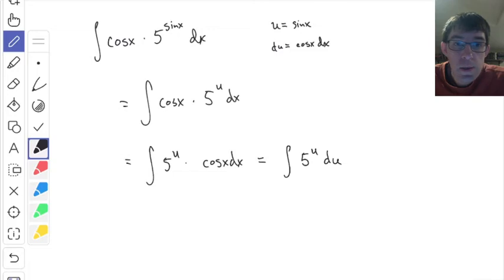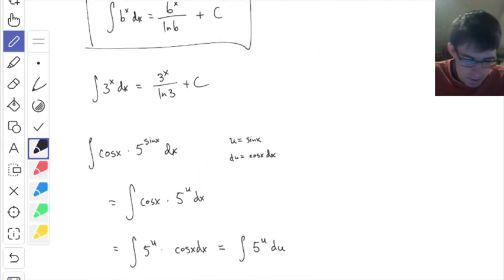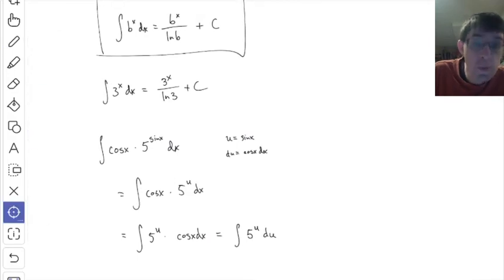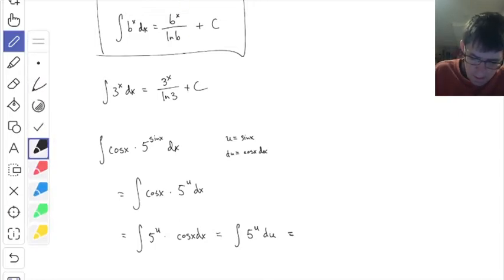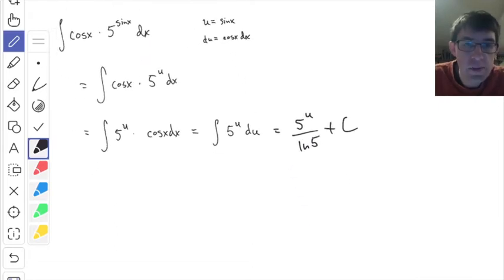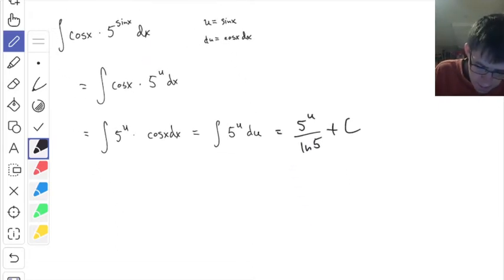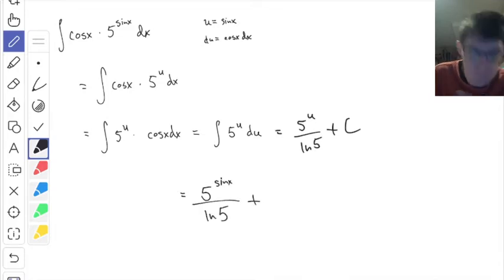And now we can use our integration formula, right? The integral of, we just use this formula directly. We have 5 to the power u, so it becomes 5 to the u divided by ln 5. So this becomes 5 to the u over natural log 5 plus c. And then the last step, as always, we put the x's back in. So my final answer is 5 to the power sine x divided by ln 5 plus c.